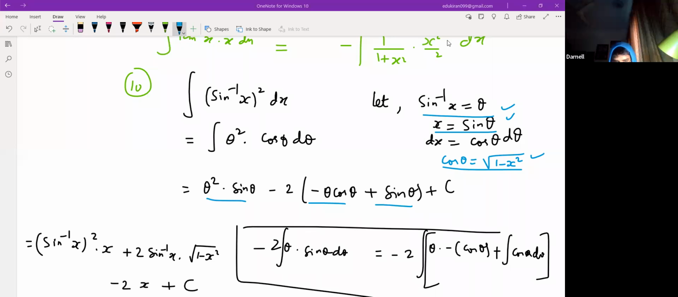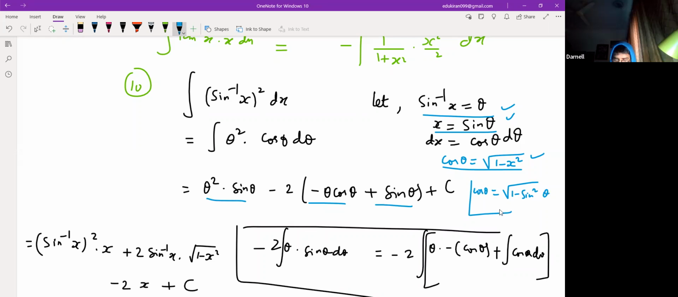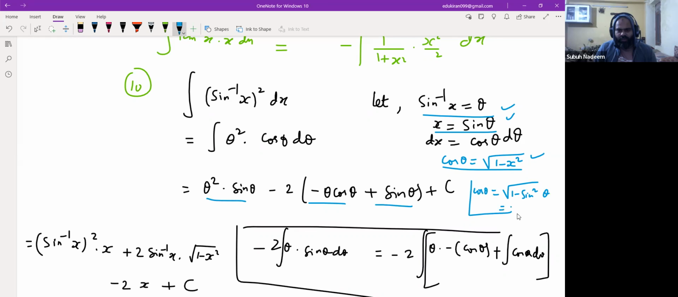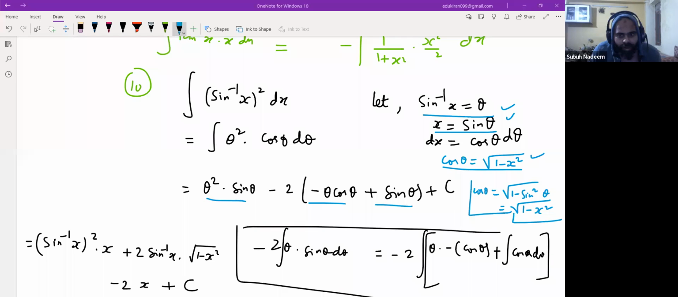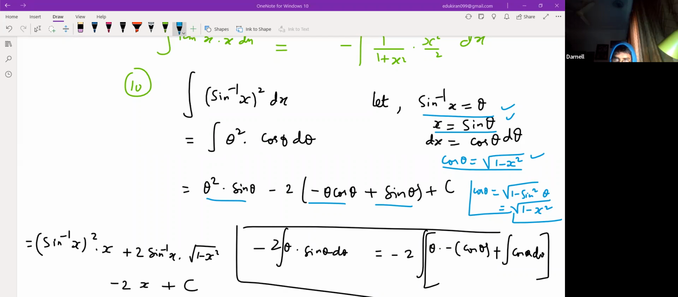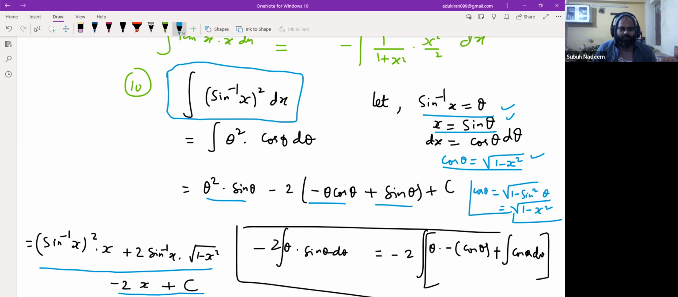So how did cos theta change to root of 1 minus x square? Because cos theta is equal to root over 1 minus sine square theta, as cos square theta plus sine square theta is equal to 1. So this will be 1 minus x square. So can't we just leave it as cos theta? No. Question is in terms of x, no? It is not in terms of theta. So you have to give the answer in terms of x. Good answer.